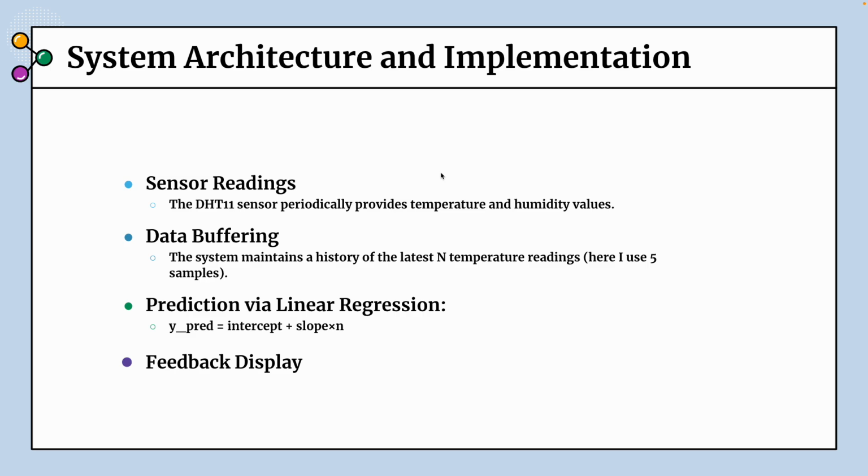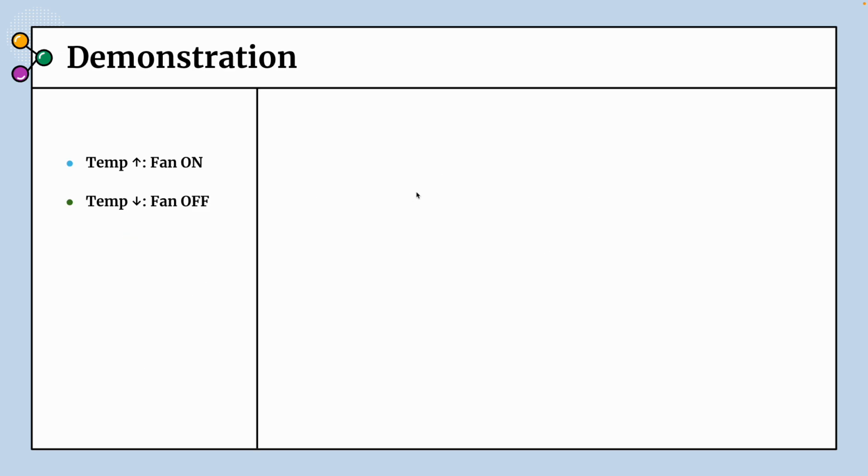And here is the system architecture and implementation. At first, I use the sensor to read the temperature and humidity values. Then I save these values using data buffering, which maintains the history of the latest n temperature readings. In my real system, I use 5 as the n. Then I use linear regression to predict the future temperatures using the formula below. And finally, I display the feedback on the LCD screen.